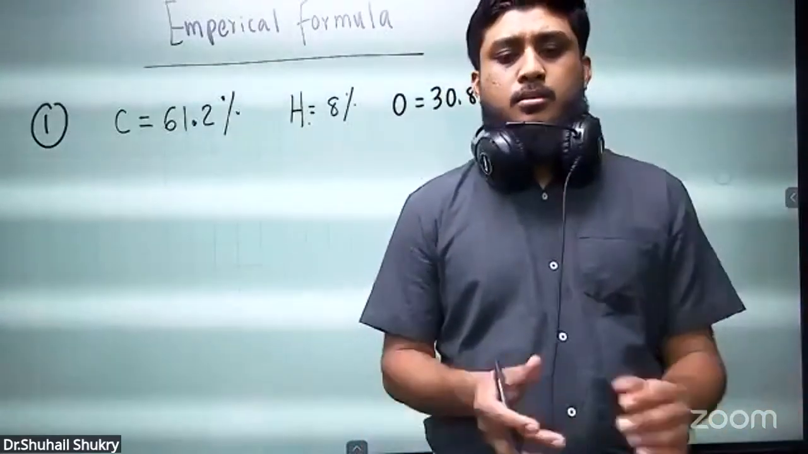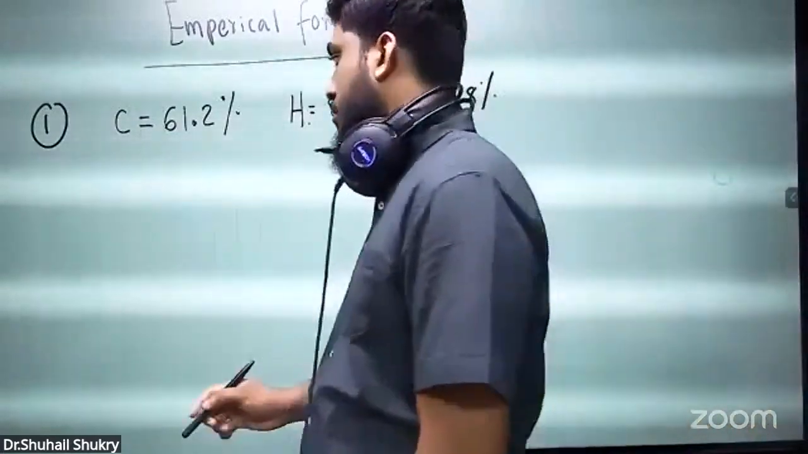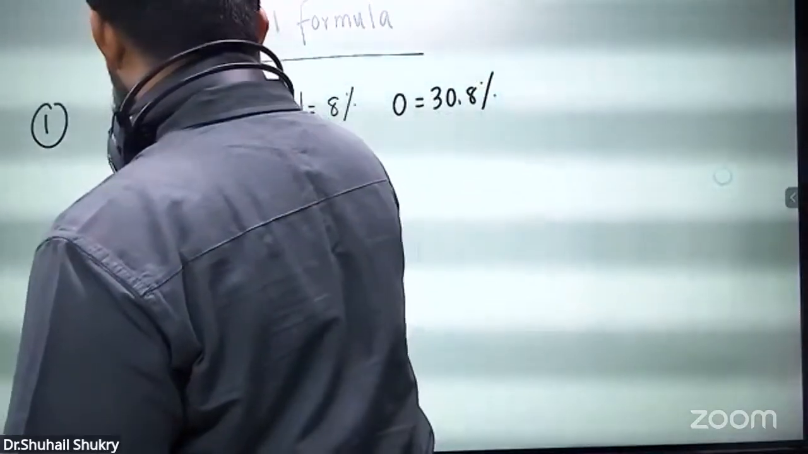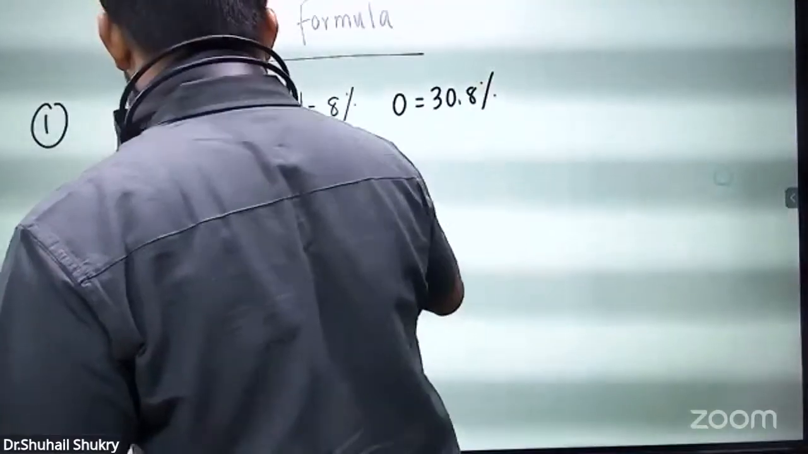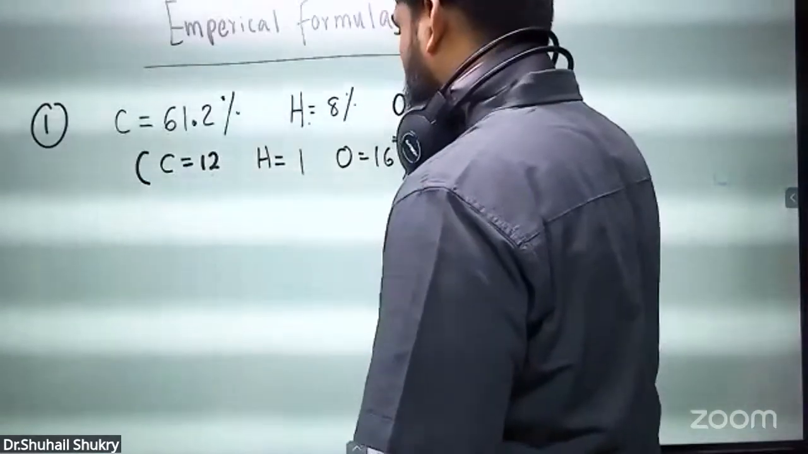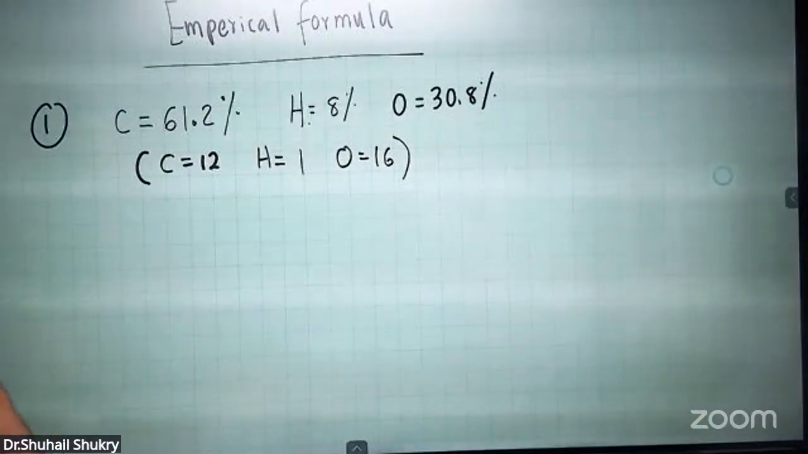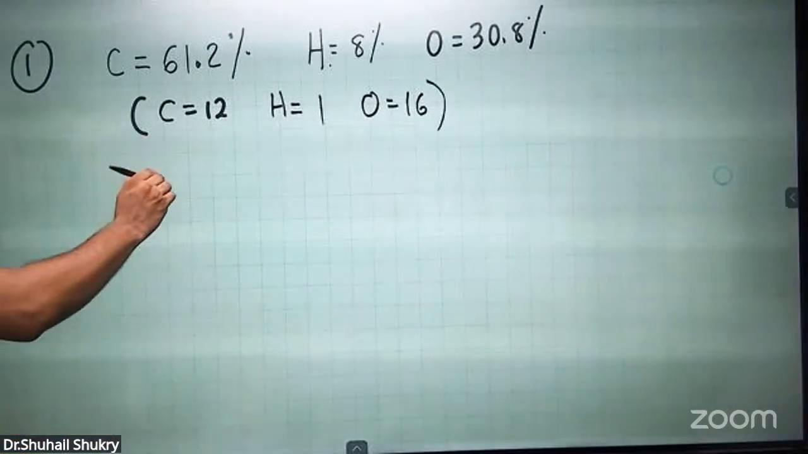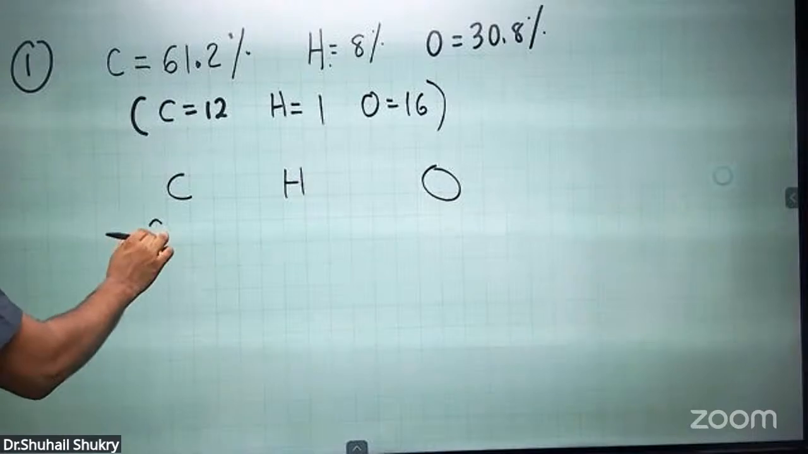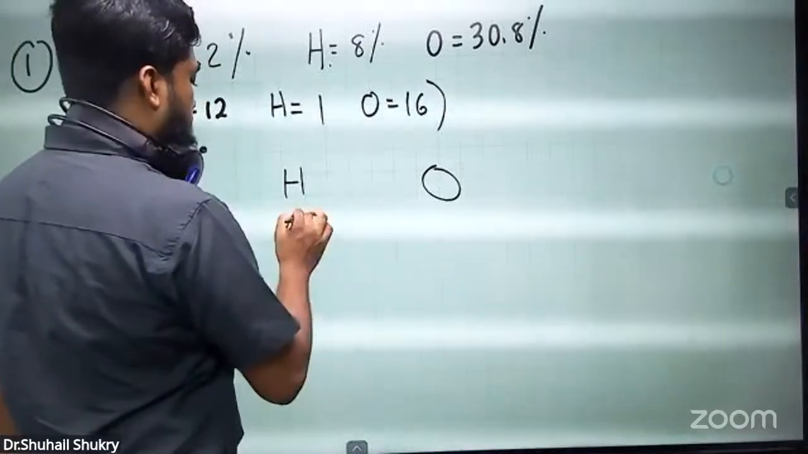Now for the empirical formula, they will give within brackets: carbon is equal to 12, hydrogen is equal to 1, oxygen is equal to 16. They'll give it like this. First of all, you write CHO. This compound is made out of C, H and O. Carbon is 61.2, hydrogen is 8, oxygen is 30.8.